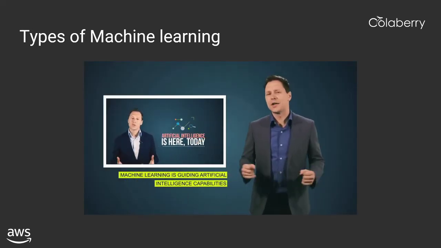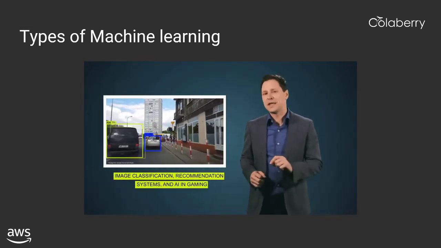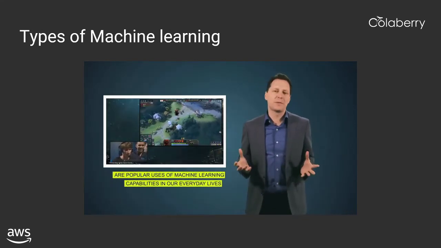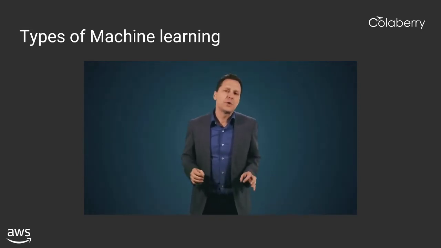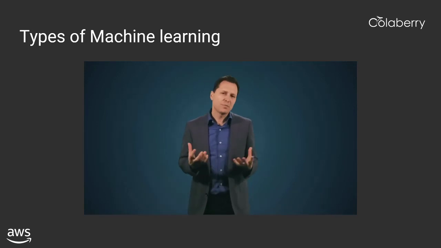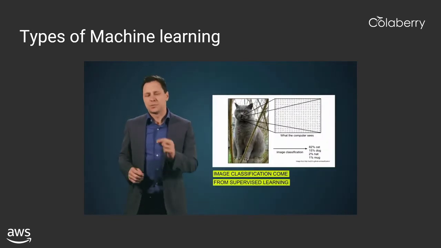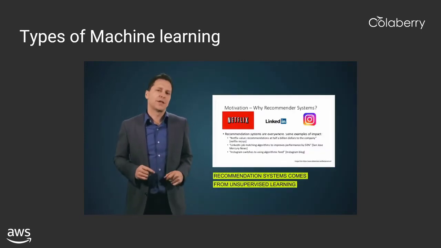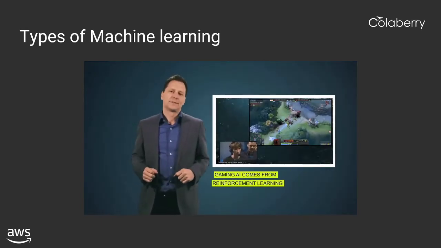Machine learning is guiding artificial intelligence capabilities. Image classification, recommendation systems, and AI in gaming are popular uses of machine learning capabilities in our everyday lives. If we break down machine learning further, we find that these three machine learning examples are powered by different types of machine learning. Image classification comes from supervised learning. Recommendation systems comes from unsupervised learning. Gaming AI comes from reinforcement learning.